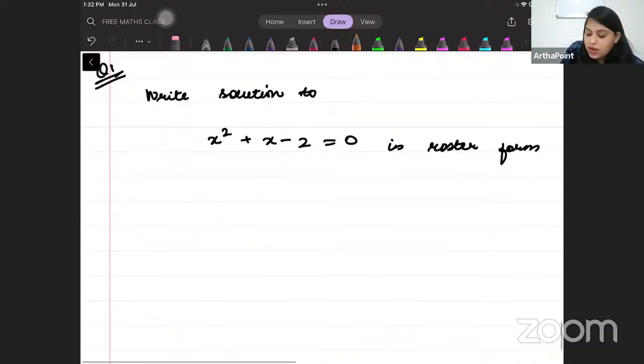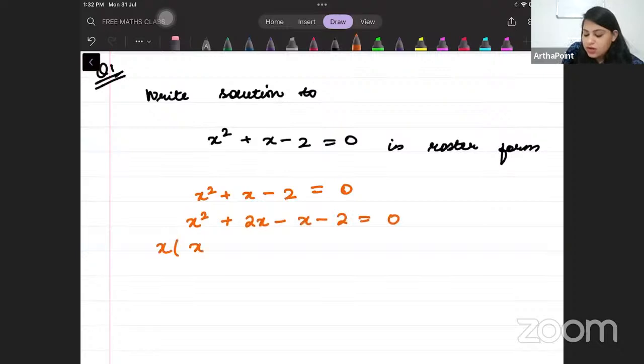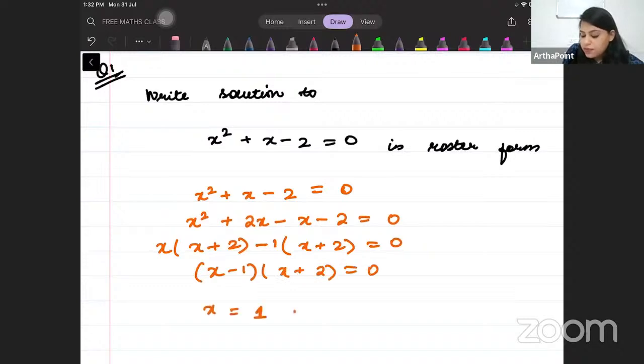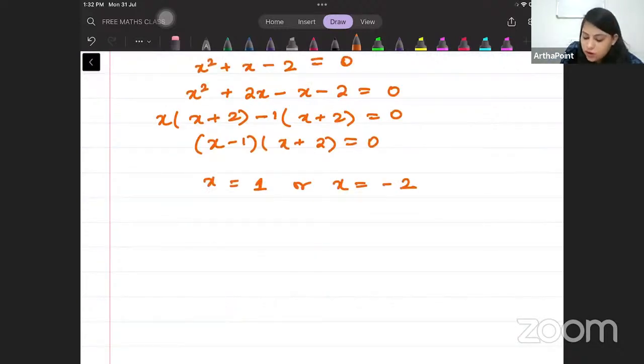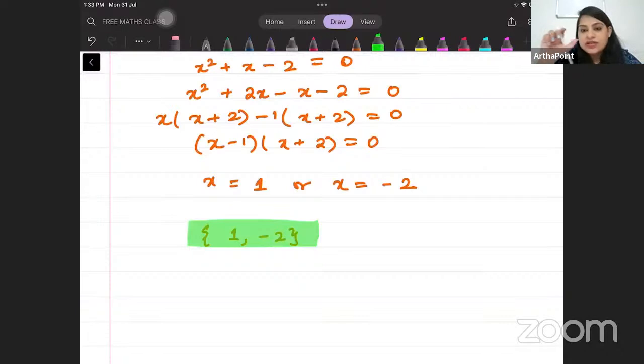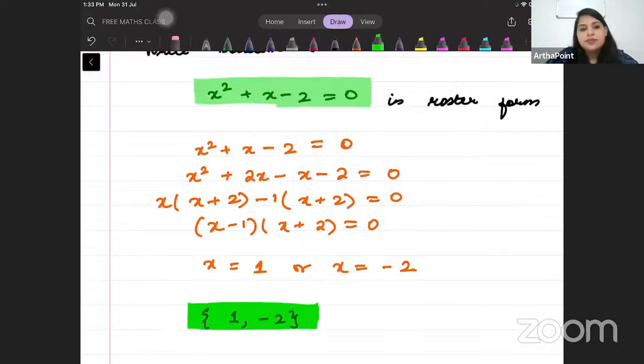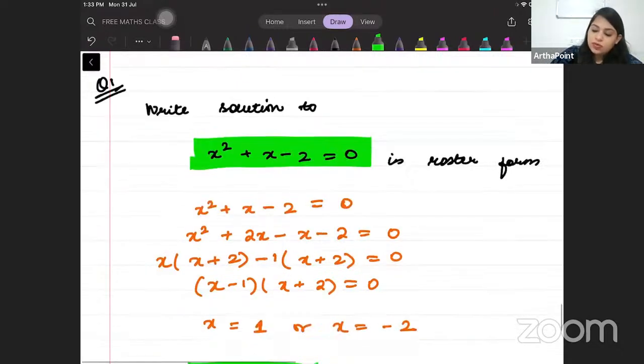So beta, x square plus x minus 2 equal to 0 can be written as x square plus 2x minus x minus 2 equal to 0. Take x common, x plus 2. Take minus 1 common, x plus 2 equal to 0. x minus 1, x plus 2 equal to 0. So x will be 1 or x will be minus 2. So in the roster format, there are only two elements that x can take, 1 and minus 2. So this is the roster format. I've written the set in the roster format for the solution to this equation. Is this completely clear? This is my answer.